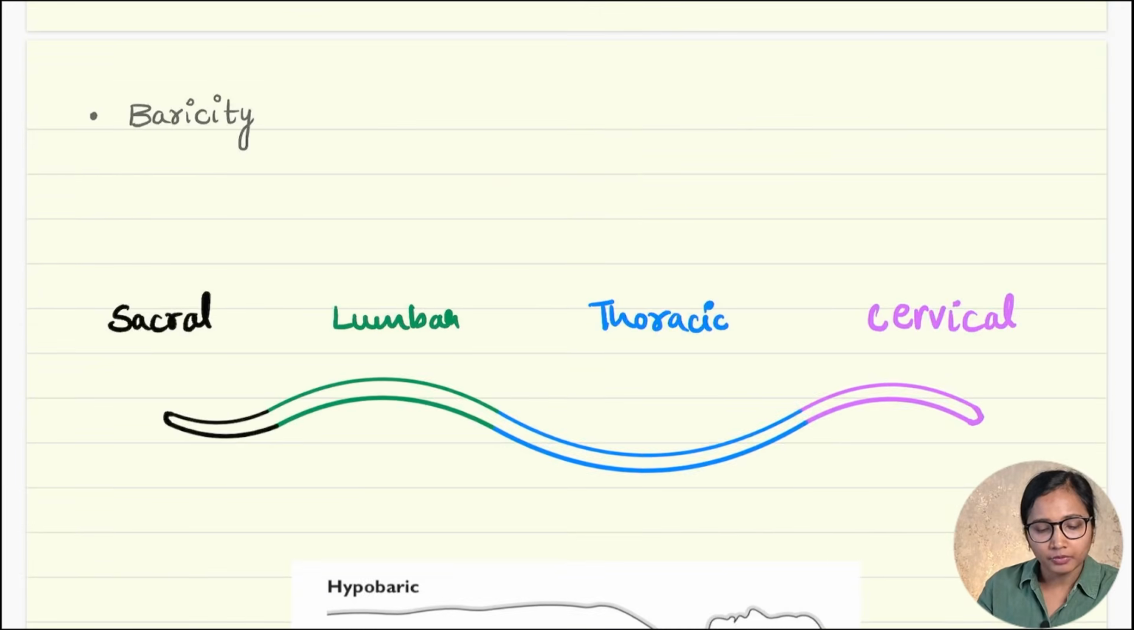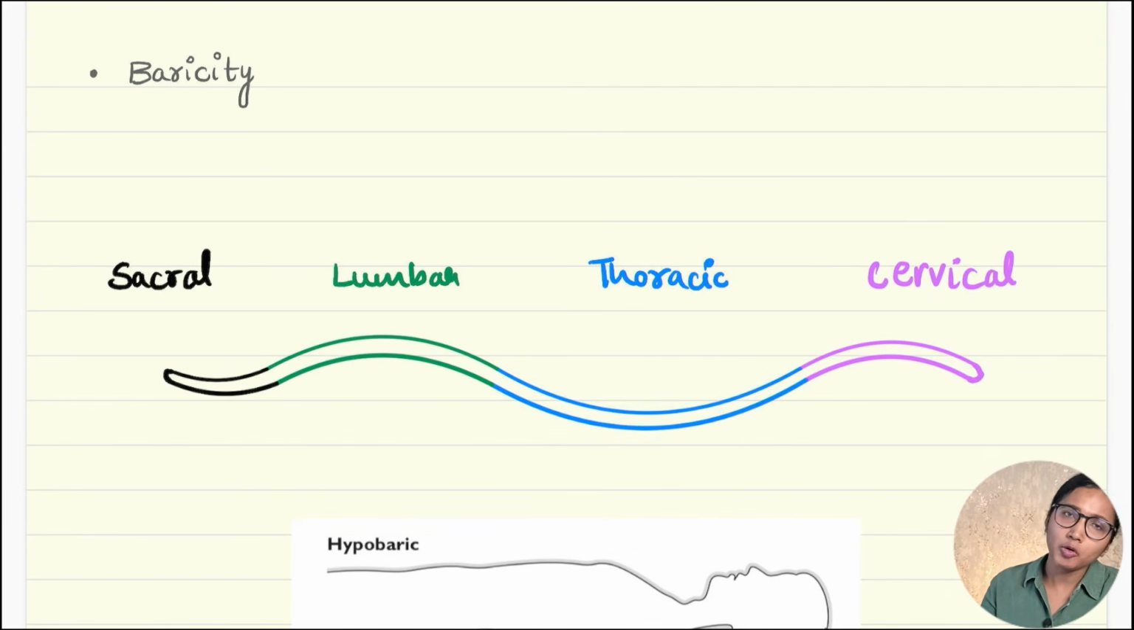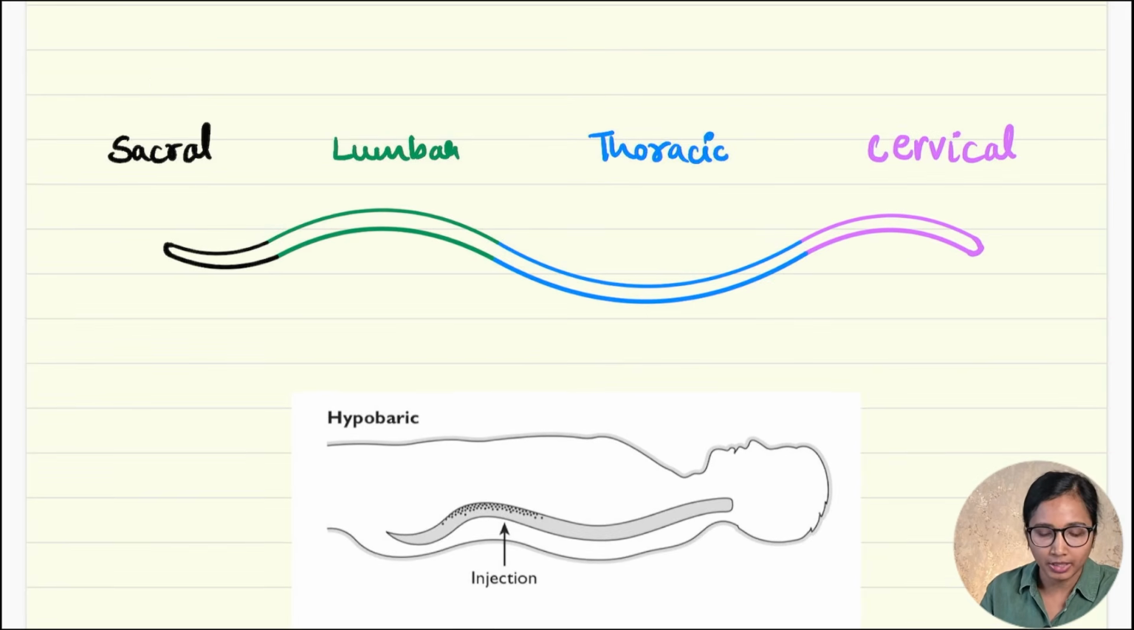Then we will talk about how baricity affects drug distribution. We can change the baricity of the drug by adding dextrose, making it hyperbaric, and by adding distilled saline or water to make it hypobaric.